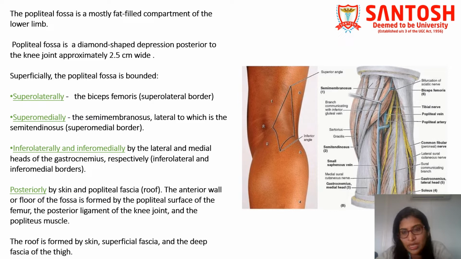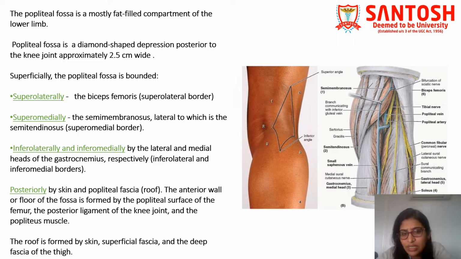of the lower limb. And if we talk about the boundaries, what are the boundaries that form the popliteal fossa? So superficially, the popliteal fossa is bounded by the biceps femoris. You can see this is biceps femoris. Superomedially, there are two muscles, the semimembranosus and lateral to which is the semitendinosus. Now the inferior boundaries, inferolaterally and inferomedially, it is formed by the lateral and the medial heads of the gastrocnemius respectively, forming the inferolateral borders and the inferomedial borders.